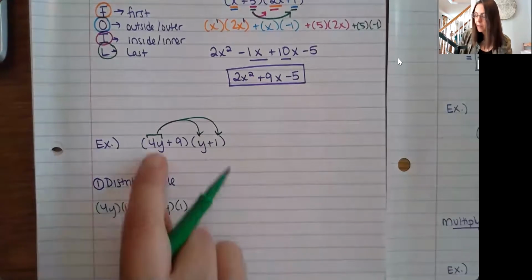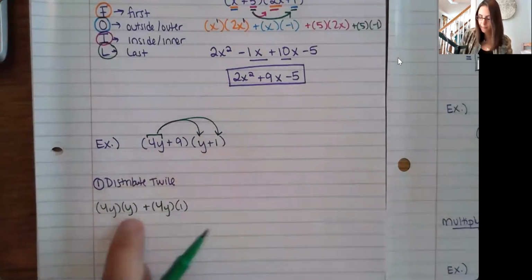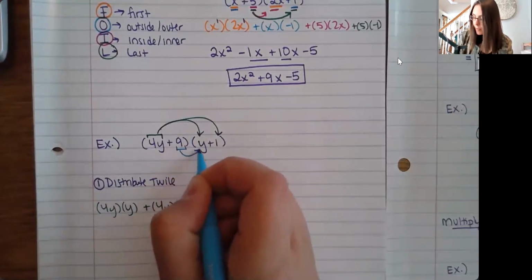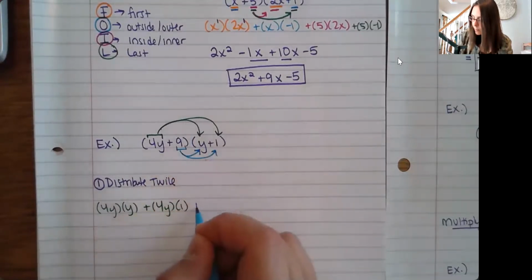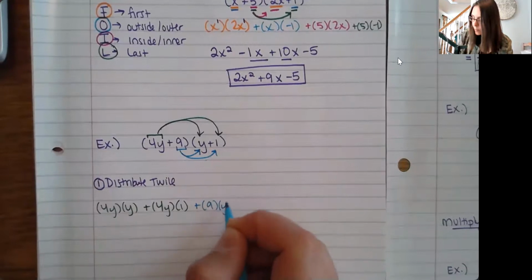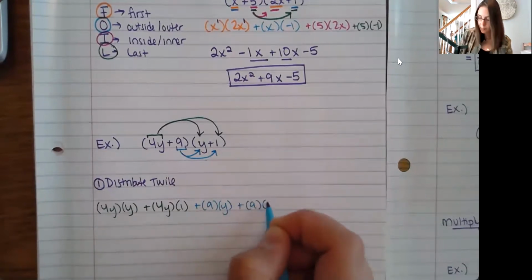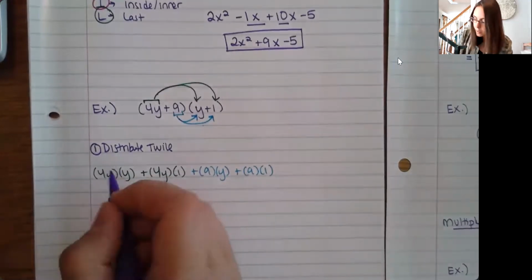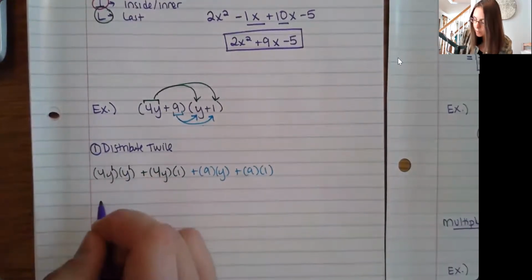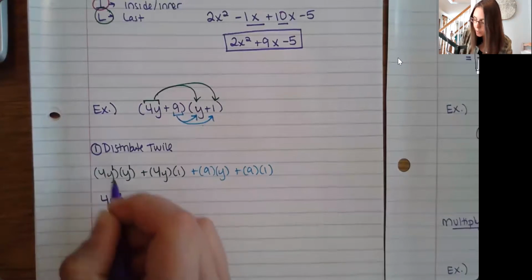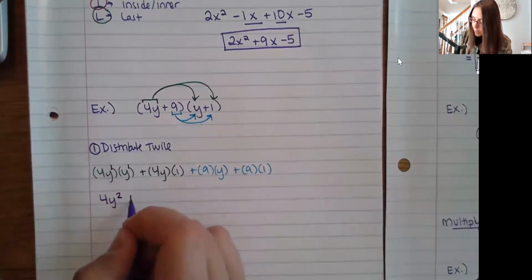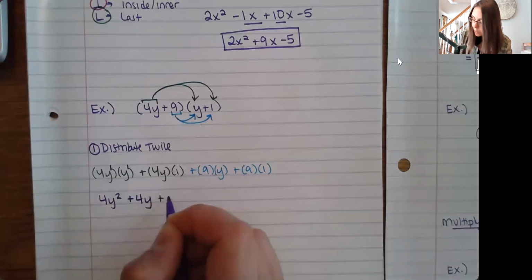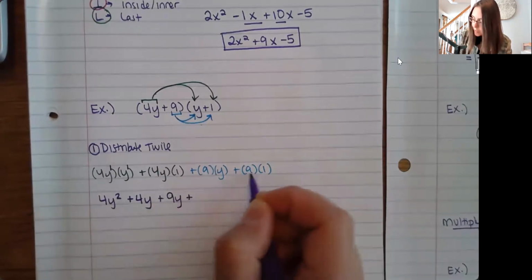So I take that 4y and I multiply it by both the y and the 1. And then I'm going to take that 9 and I'm going to do the same thing, multiply by the y and the 1. And then I'm just going to go ahead and simplify. So here, let's see, I have y times y. So that's going to be y squared. 1 plus 1 is 2. And then 4 times 1 is 4 with the y. Here I just have a 9y. And then 9 times 1 is 9.